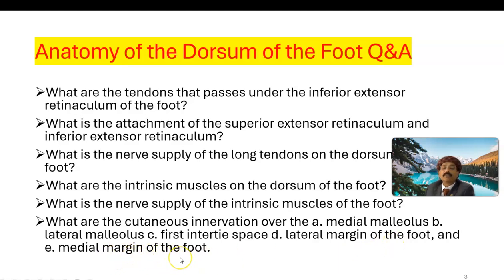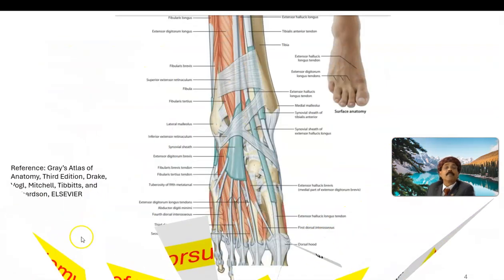Lateral margin of the foot by the sural nerve, a branch of the tibial nerve. Medial margin of the foot, this is mostly done by the saphenous nerve and the medial plantar nerve. Medial plantar nerve is a branch of the tibial nerve. From the ball of the great toe, there is the saphenous nerve, a branch of the femoral nerve.